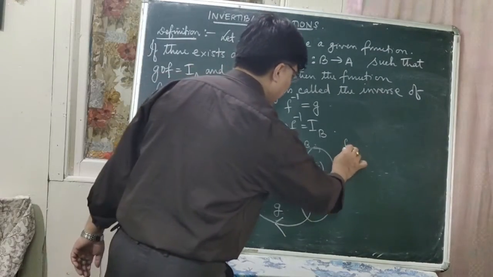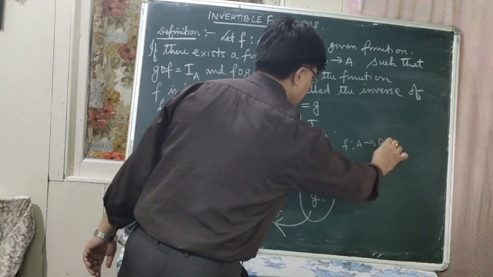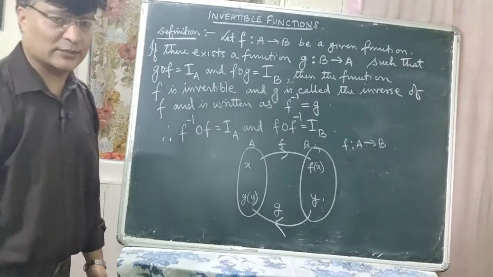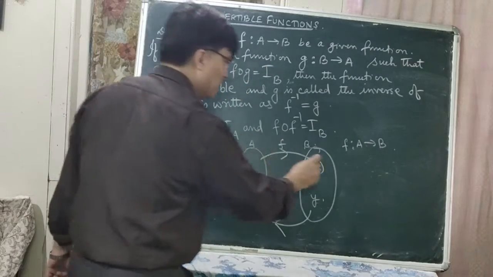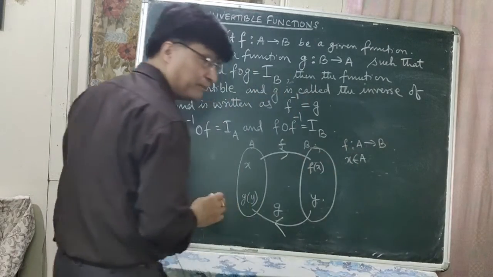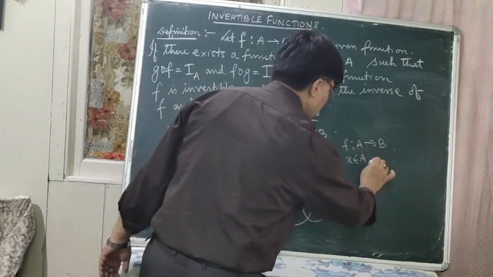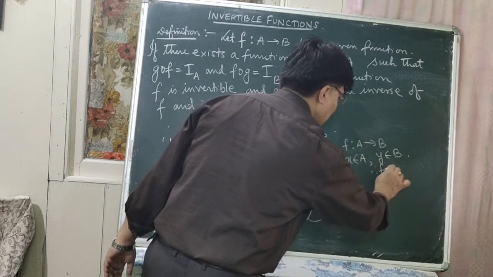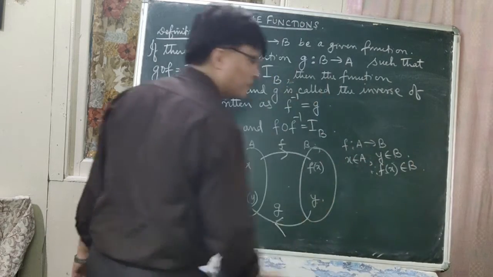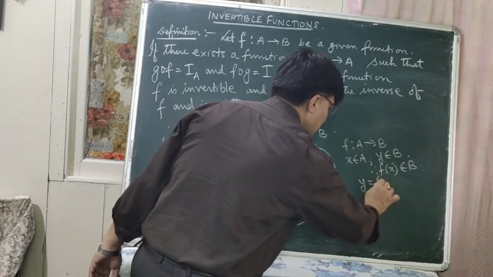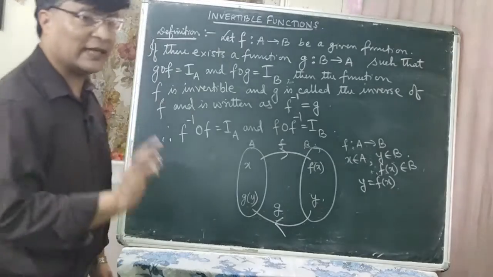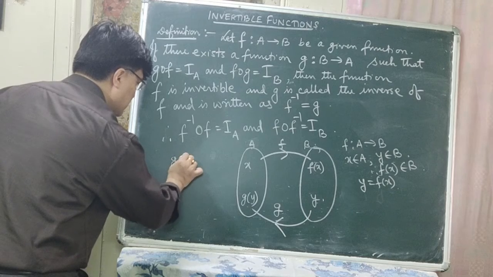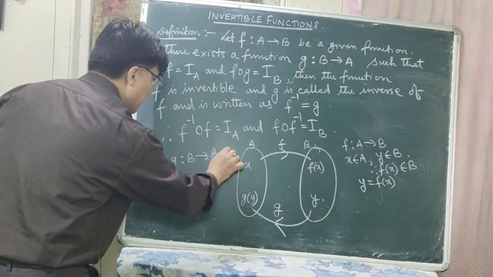In this case, F such that A to B, right? Just try to understand it. The diagram that I am making, you just try to understand it. So F such that A to B, here X belongs to the set A. Now here Y belongs to the set B, or you may write F of X belongs to the set B. That is, you can write it as Y is equal to F of X. This is for the function F. For the function G, this is from B to A.